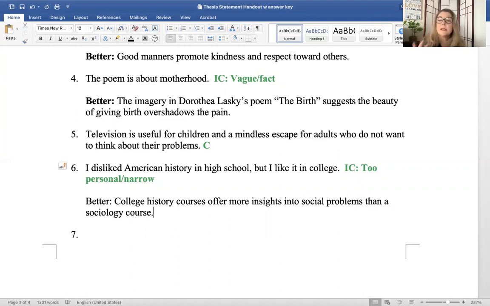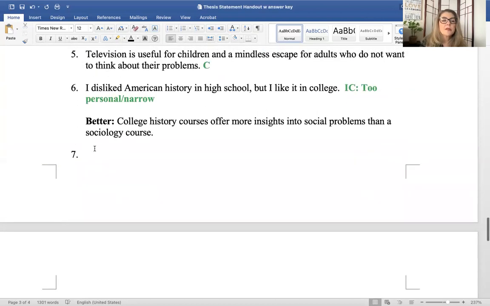So again, details, evidence, examples would have to prove that idea, and I think it's interesting. So this would be something I'd want to know more about in an essay. Okay. You could even say college history courses offer more insights into social problems. Yeah, we'll leave it as is. That's fine. All right. Okay, let's go on to the next one.